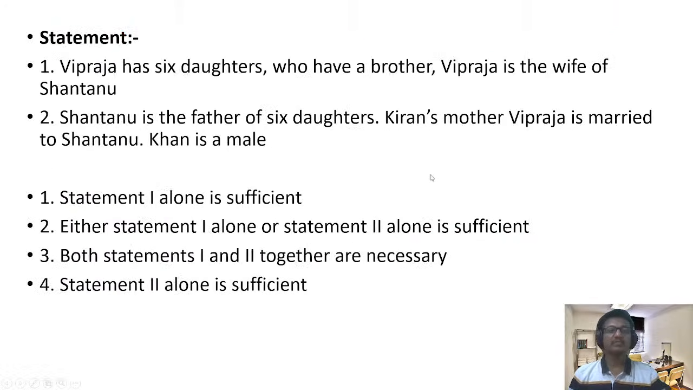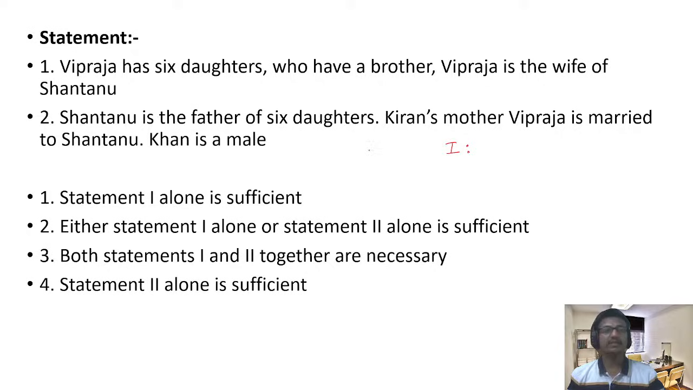Then what kind of statements are provided here? Statement 1 says that Vipraja has 6 daughters who have a brother. Vipraja is the wife of Shantanu. Statement 2 says that Shantanu is the father of 6 daughters. Kiran's mother, Vipraja, is married to Shantanu. Kiran is a male. These are the options provided here. Now, first, can we solve the question with statement 1 alone, can we find the answer or not? That is what we will see.